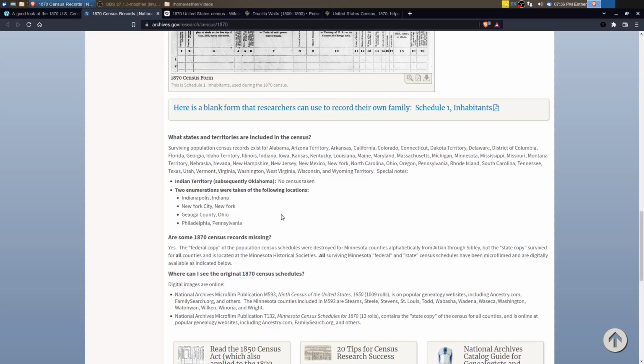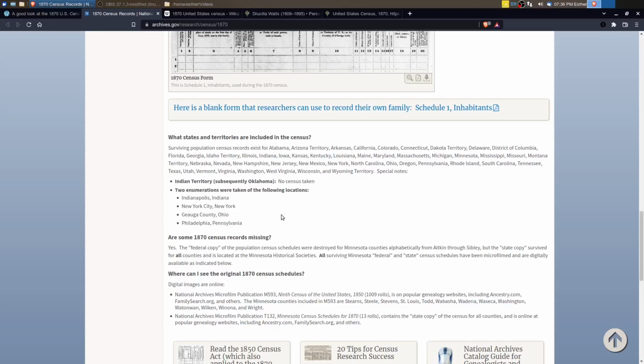There are some census records that were missing. So, for example, the federal copy of the census for Minnesota was lost, but the state copy survived. And so when you're looking at Minnesota, you're looking at the state copy and not the federal copy.